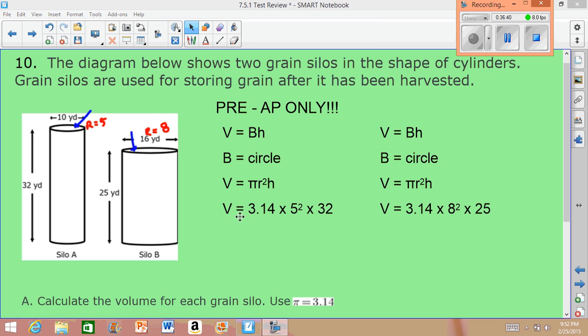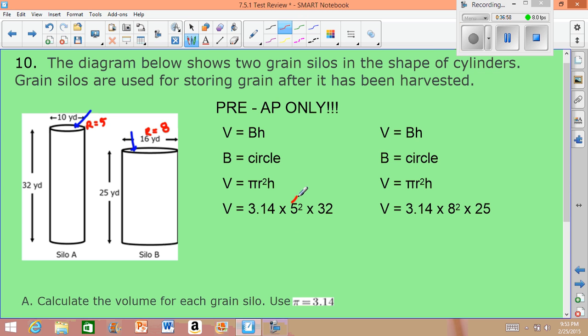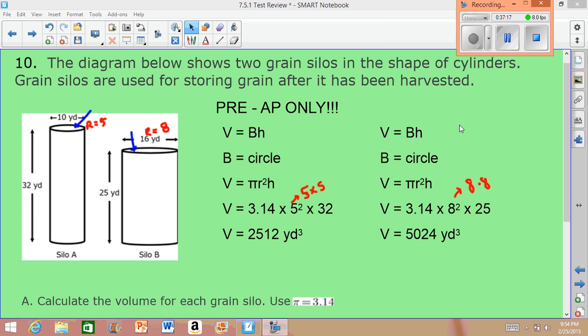All right, now that I've replaced the numbers in our formula, our skinny cylinder would be 3.14 times 5 squared times 32, and our second cylinder would be 3.14 times 8 squared times 25. Remember, 5 squared means 5 times 5. Okay, 2 5s multiplied together in our formula. So 5 times 5, and 8 squared means 8 times 8. So you can put this information in a calculator on your test.